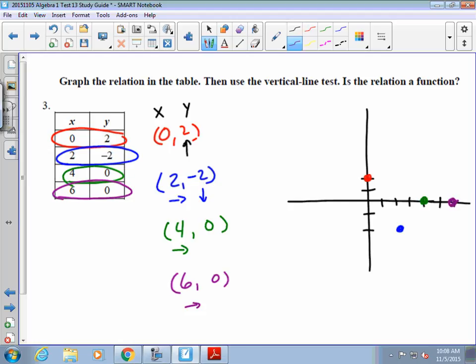So that's what your graph should look like at 0, 2; 2, -2; 4, 0; and 6, 0. Notice it's not a linear equation. It could be, though. You graph it the exact same way. Again, don't worry about the vertical line test for that one.